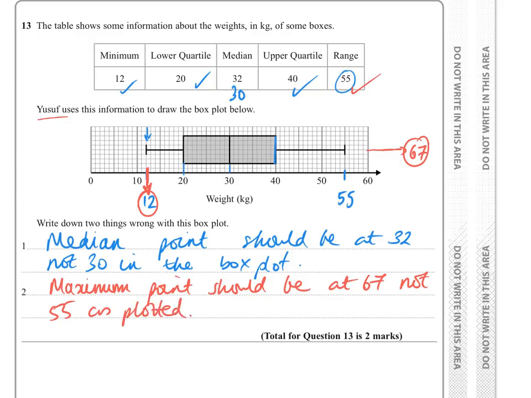Okay, so just be careful with those types of questions, because we've got to assume that this information here is correct, and we've got to write down two things wrong with this box plot. We're not questioning this data here, we're questioning how it's been arrived at in the diagram.